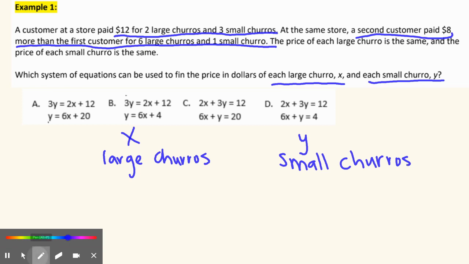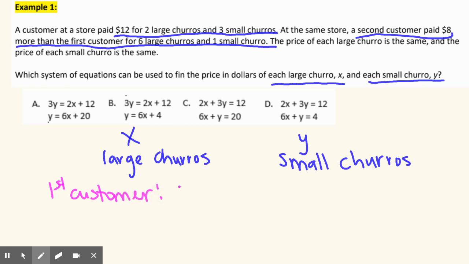So if I look at my first sentence, we know that the first customer paid $12. They paid $12 for 2 large churros, and large churros represents X. So 2 large churros is 2X, and 3 small churros, and the small ones represent Y, so plus 3Y. All right, so we have our first equation.